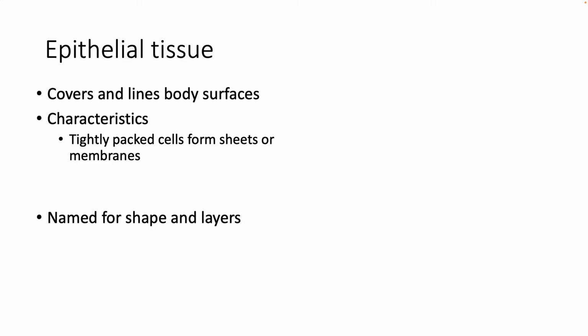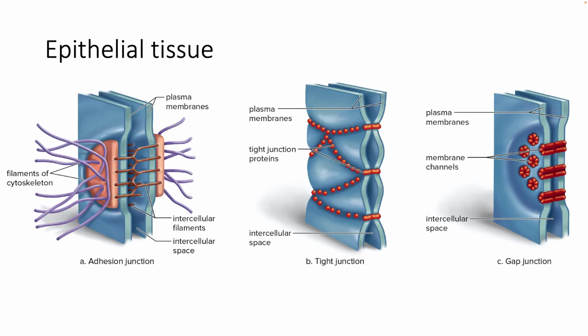In order to hold these cells together, we need intracellular junctions. And this is a review from last chapter. There are 3 types of junctions that you're responsible for. One is the adhesion junction, and that holds cells together. And the second is tight junctions, and these hold cells together even more tightly. So if you can imagine the 2 plasma membranes of the cells that are standing next to each other are almost fused together. So they form a watertight barrier.